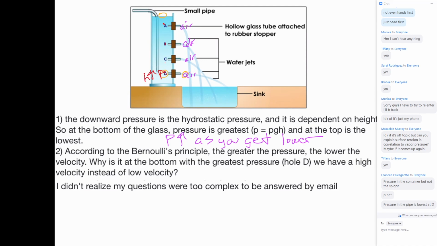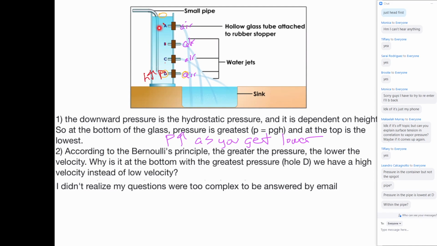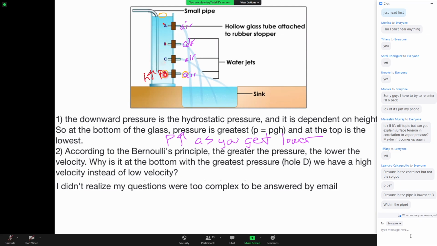Now, the pressure in the pipe is actually highest at D, isn't it? So how would your ears feel if you dove into this tank? Within the pipe here, I'm talking about within the column here. So points D, C, B, and A are all inside the tube. Where would your ears hurt the most if you dove into a pool? If you went to point A, B, C, or D?